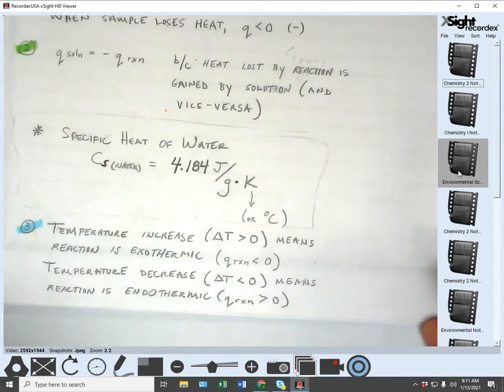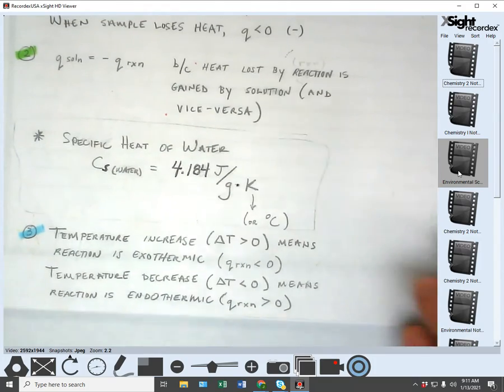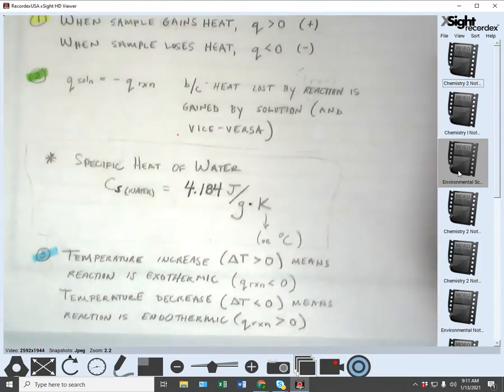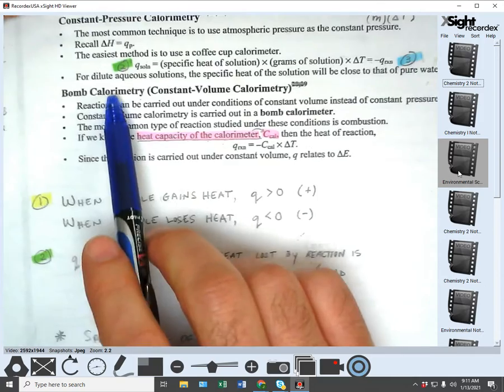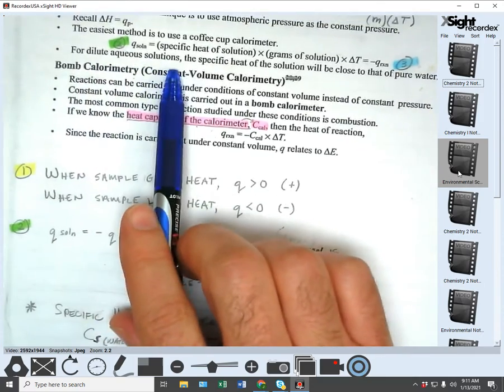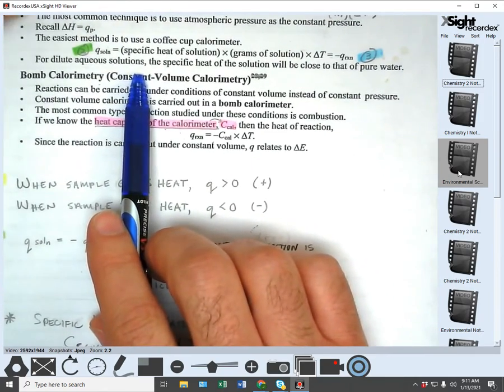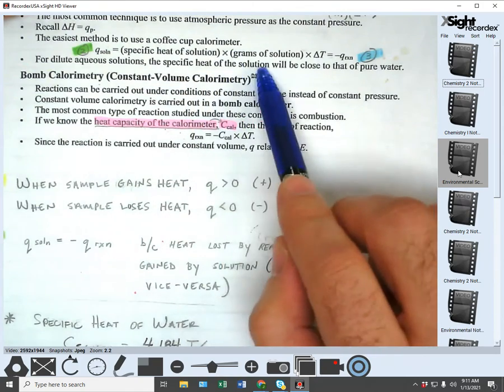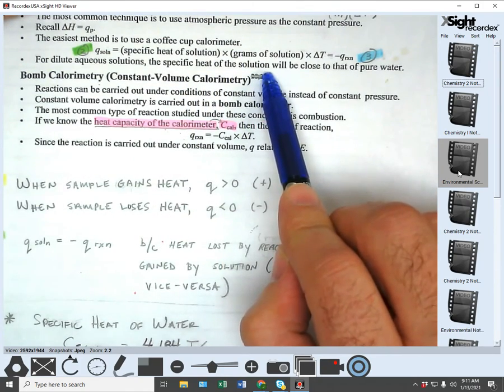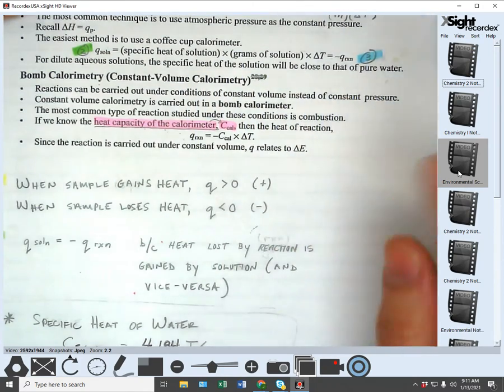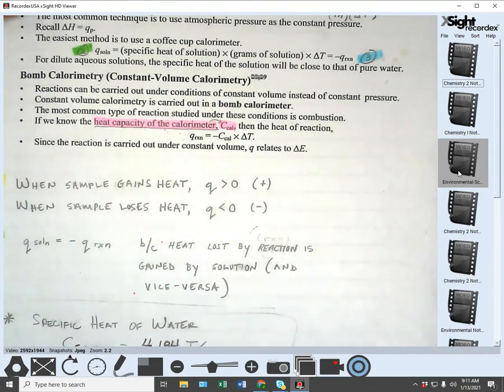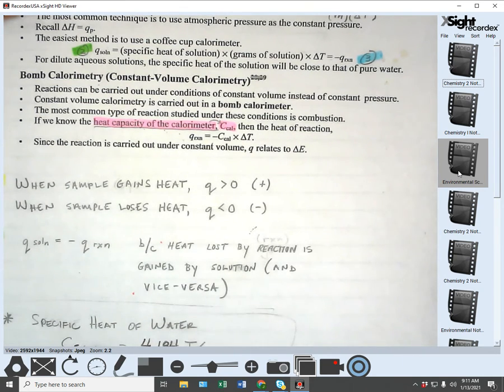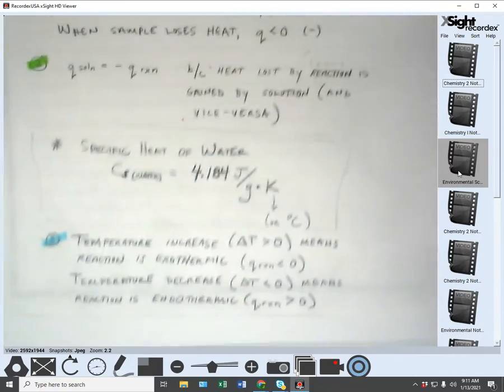Okay. All right. Now, the last thing for this section here, for dilute aqueous solutions, so pretty much the aqueous solutions that we do, the specific heat of the solution, the Cs, will be close to that of pure water. So if you're doing a coffee cup calorimetry, like an aqueous solution reaction, thermochemistry, if they don't give you a specific heat, you're going to assume that it's the same as water. Okay, and I've given that to you down here.